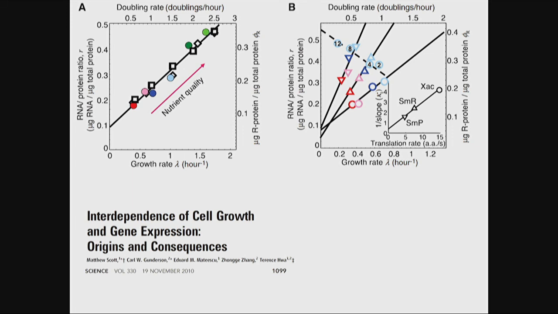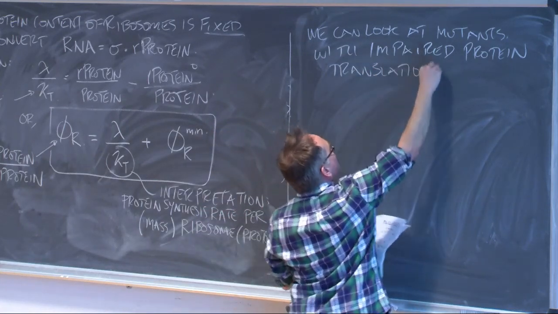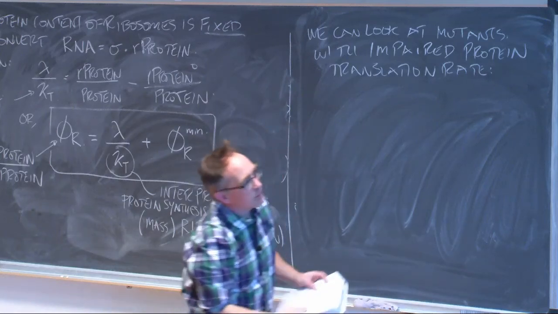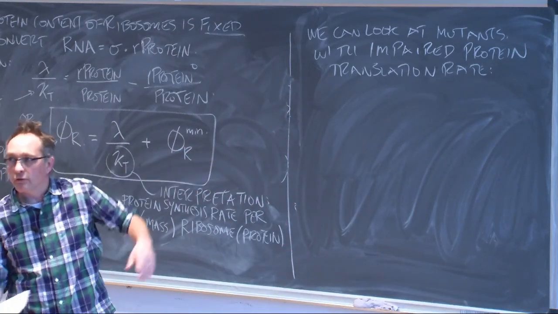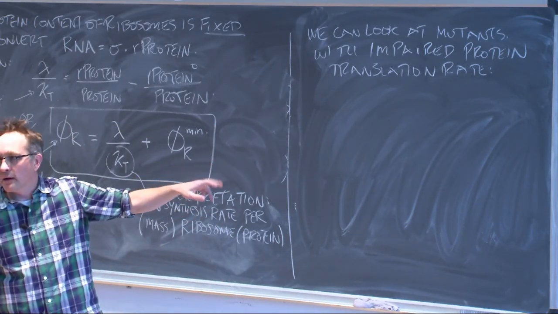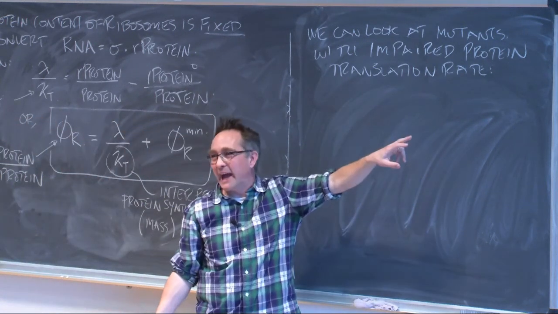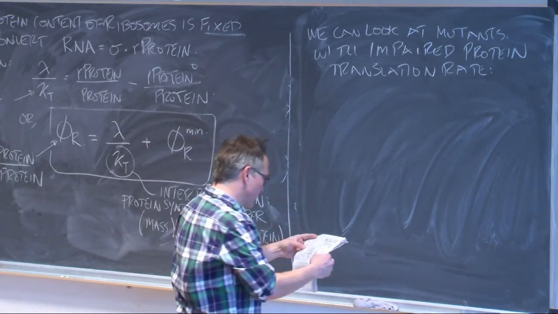So we can look at mutants with impaired protein translation rate. And so I'm going to distill this figure into a chalkboard version. And I put that figure up there so that you can see that I'm going to be making some idealizing, these are going to be cartoon representations of that. And so you'll see the degree to which I exaggerate.